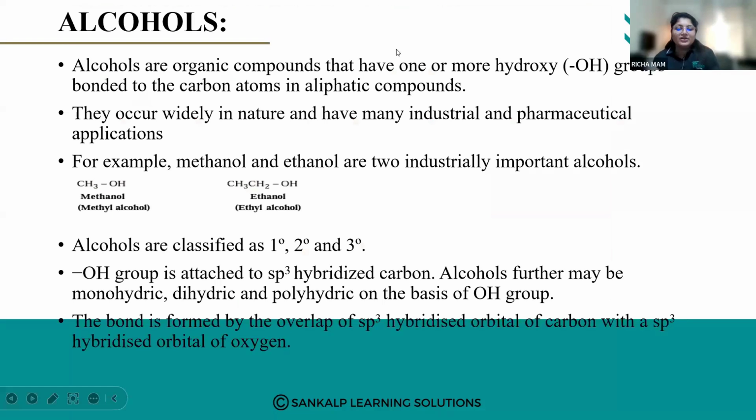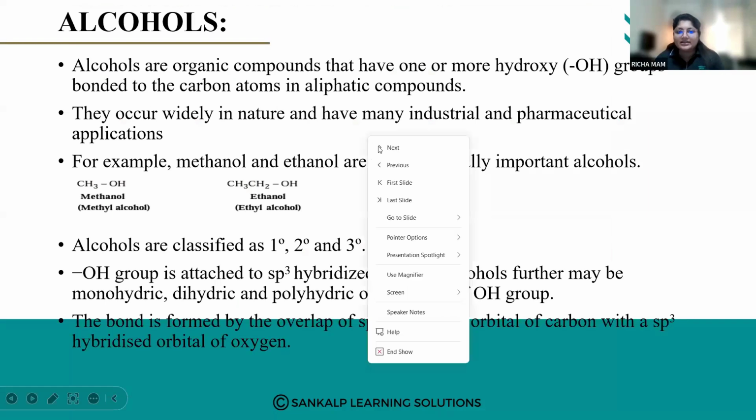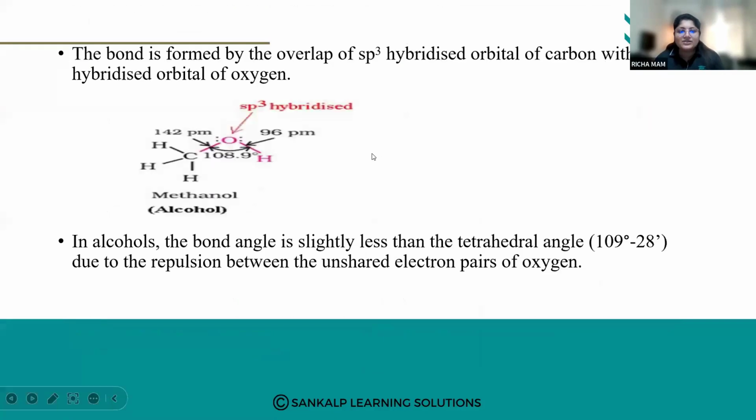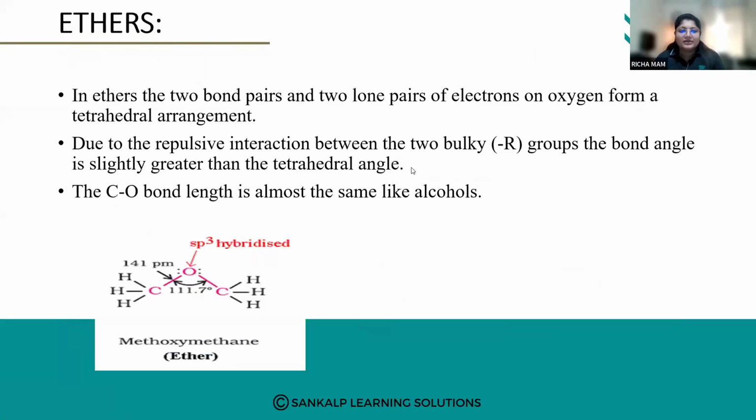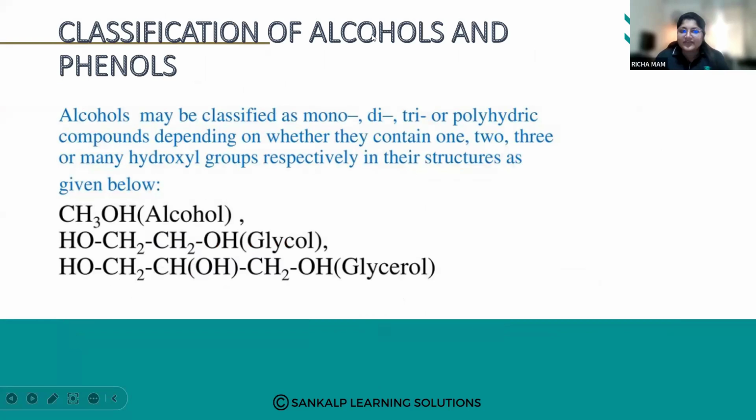So moving forward, let us see the classification of alcohols and phenols. Based on the number of OH groups present, alcohols are classified as mono, di, tri, and poly, depending on how many OH groups are present.